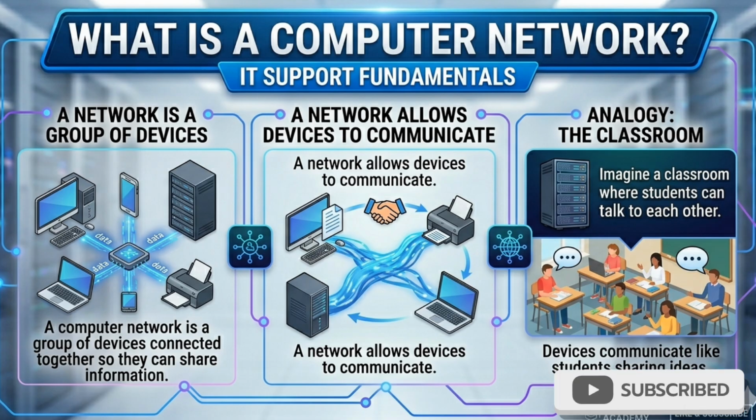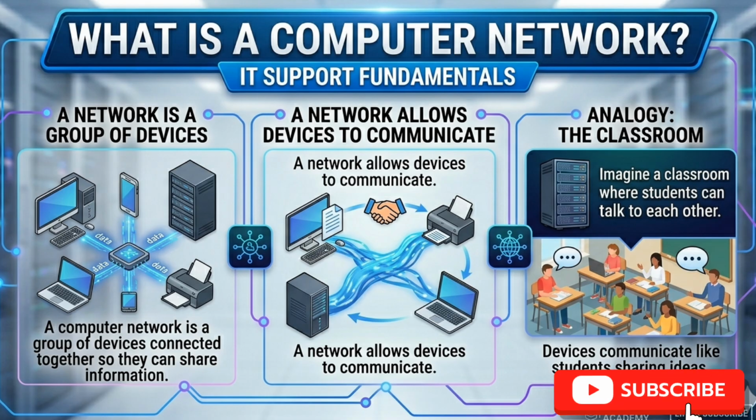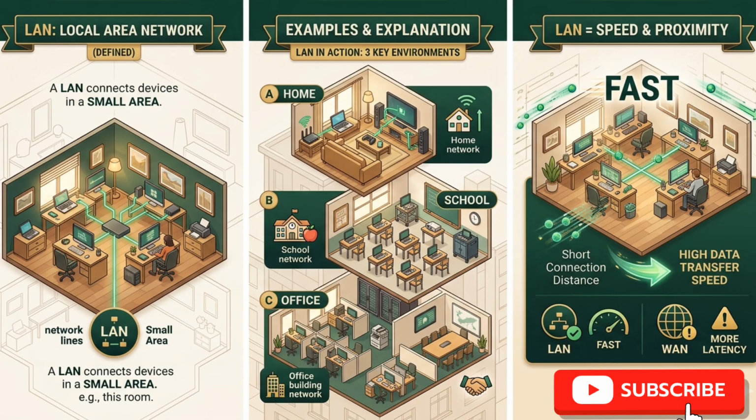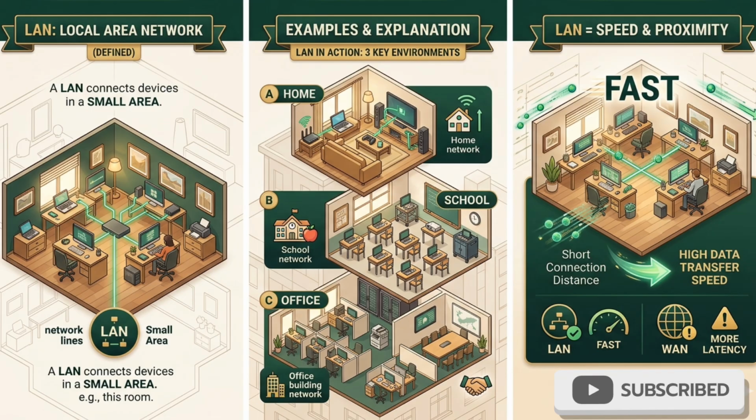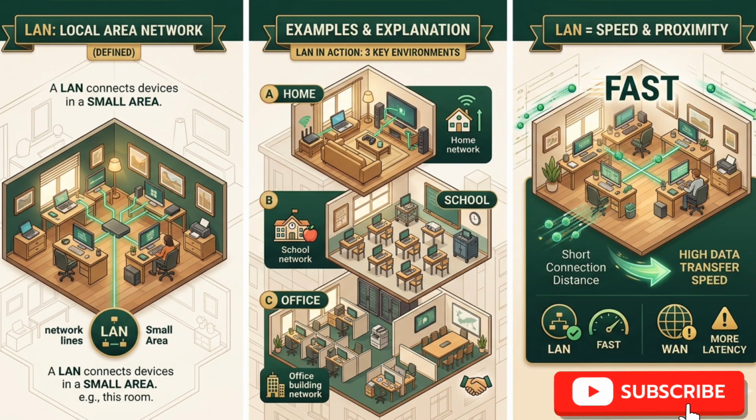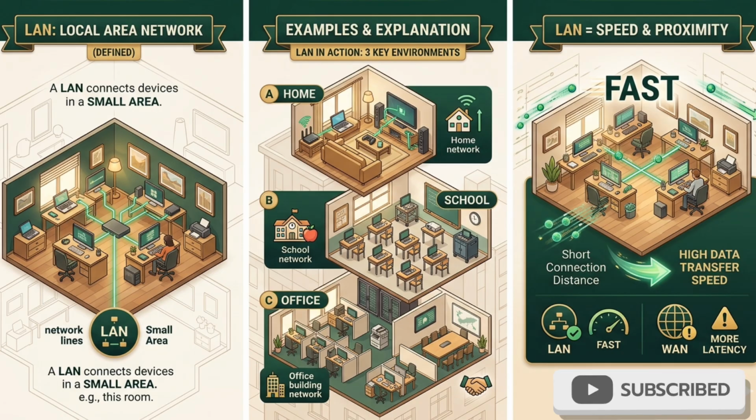Okay, so what happens when all those devices are huddled together, say inside your house or maybe a single office building? Well, that's what we call a local area network, or LAN. And because the distances are so short, LANs are super fast. They're perfect for zipping files around and connecting to printers quickly in a small space.